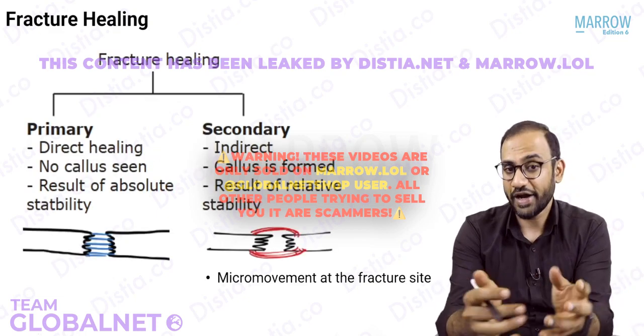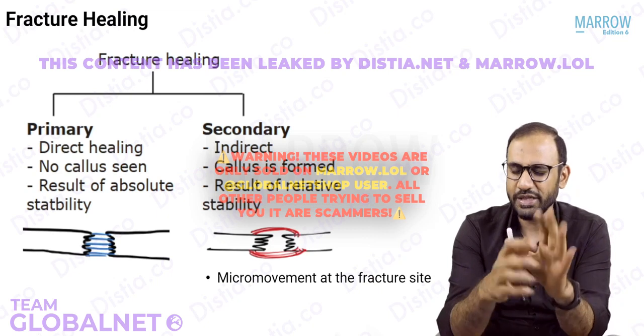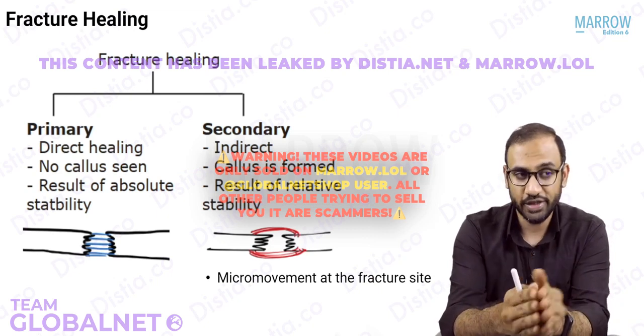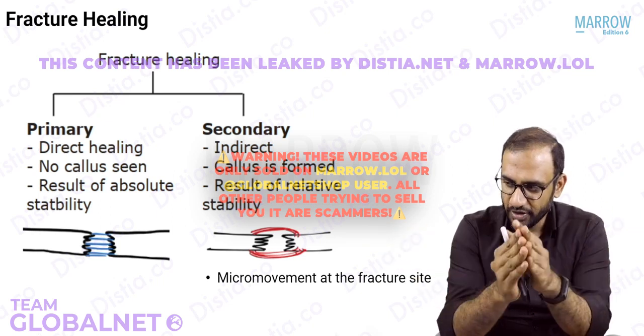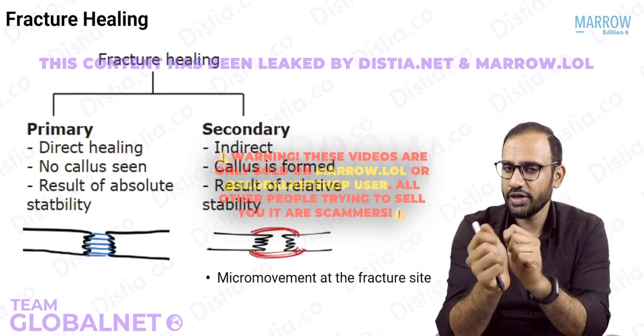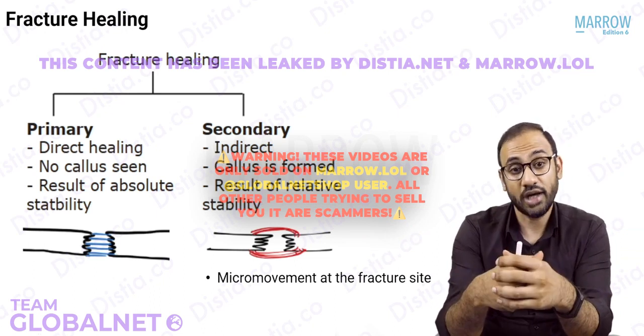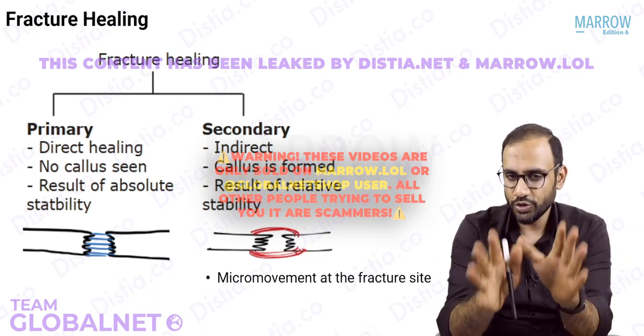Now let's talk about fracture healing. When I say fracture healing, please understand that there are two types of fracture healing. One is direct or primary healing. The other is secondary or indirect healing. We will mostly talk about secondary or indirect healing because that is what is asked and is important. But you should know what primary healing is.